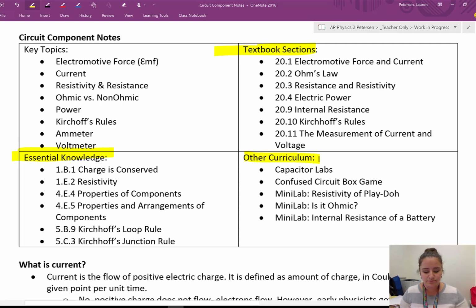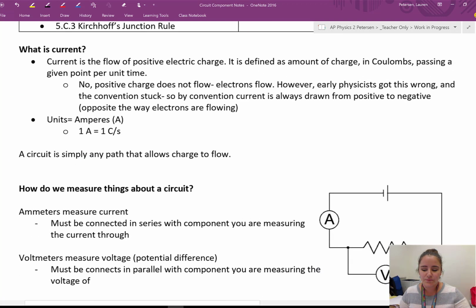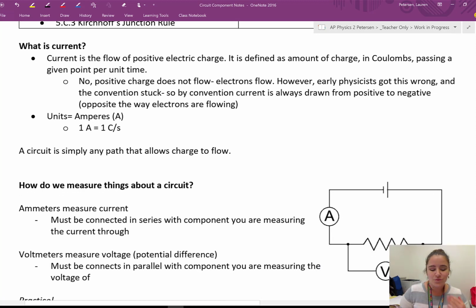Okay, so basically, whenever we're talking about a circuit, we are talking about charge flowing, and that flow is current. However, early scientists got current kind of wrong. They looked at current as flowing from positive to negative, the direction the positive charge would flow. We now know that it's actually electrons that flow in a circuit, but the convention stuck around.